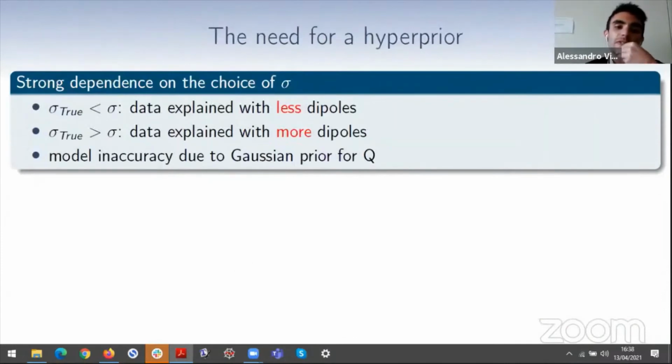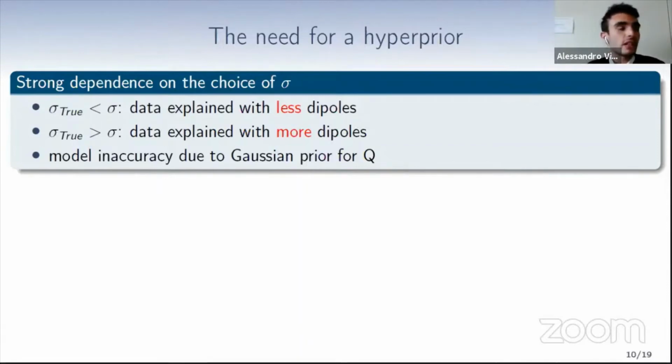The introduction of this prior assumption on the dipole moment also introduced a dependence on the standard deviation of the dipole moment. If we estimate too big a dipole moment standard deviation, we try to explain the data with bigger, stronger dipoles, so we will use fewer dipoles than the true number. On the other hand, if we estimate it too small, we try to explain the data with more dipoles. Sorry, I was wrong before. What is more, the prior on the dipole moment introduces a model inaccuracy, due to the fact that the dipole moment does not have a Gaussian distribution.